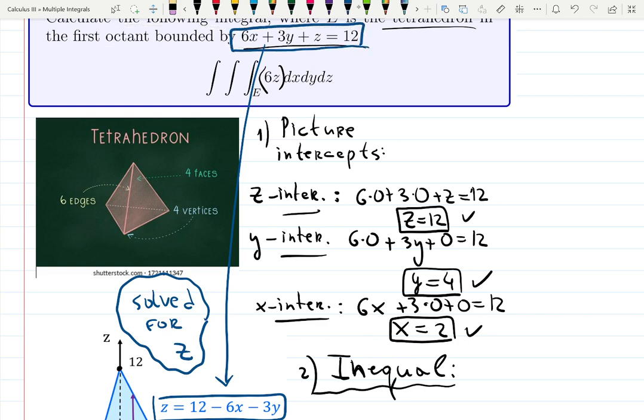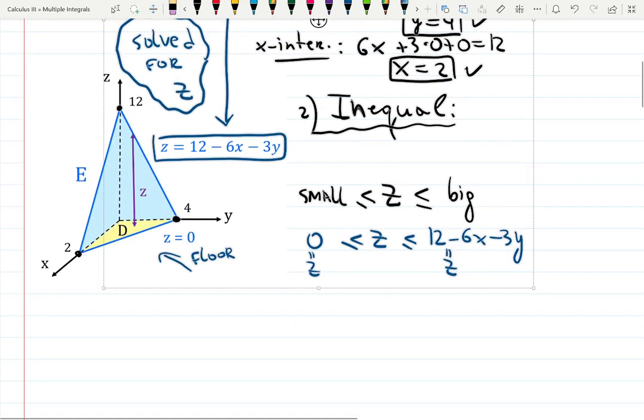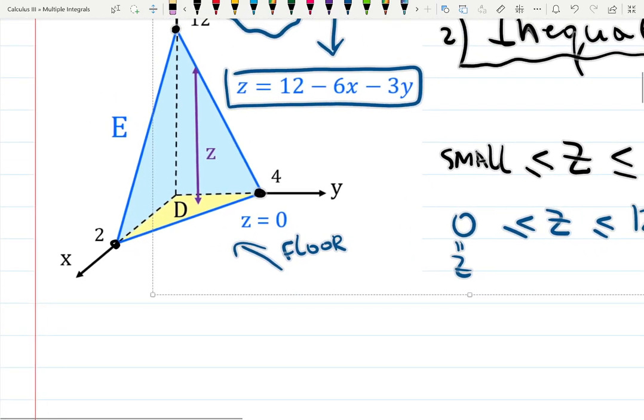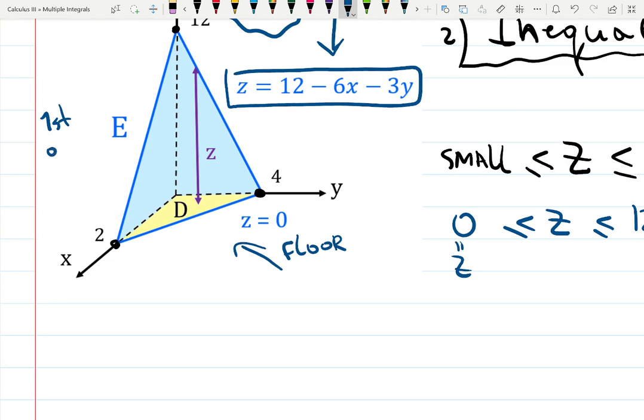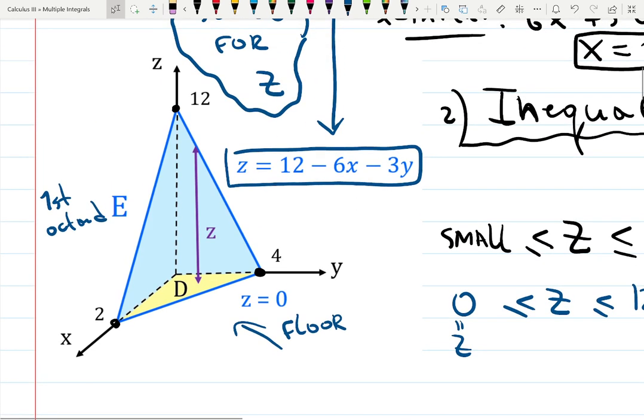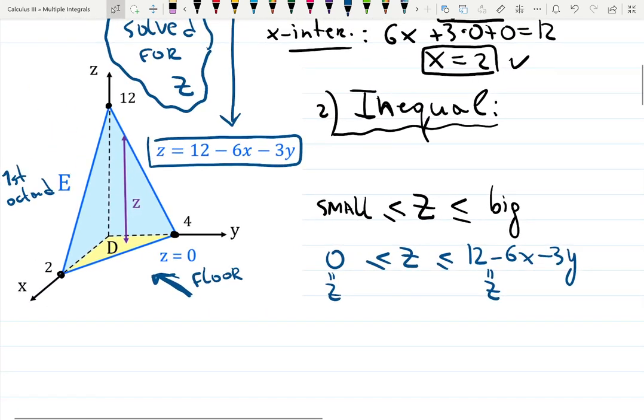Yes? Where did the 0 come from? 0 is the first octant. Our first octant is only positive. First octant by the definition is positive z, positive x, and positive y. So the floor will be your minimum height for z, and the floor is z equals 0. Good question. So now we know limits of integration for z. We're slowly building the integral.